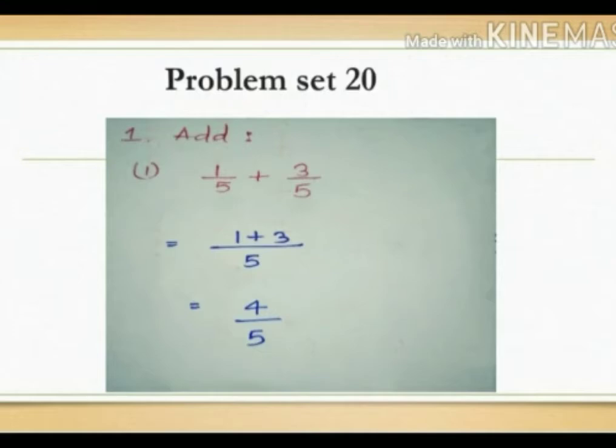Let's practice problem set 20. Question number 1, addition. First one, 1 upon 5 plus 3 upon 5. Students, you can see these are like fractions since they have equal denominators as 5. So just add the numerators 1 plus 3 and write the denominator as it is, 5. So the answer is 4 upon 5.